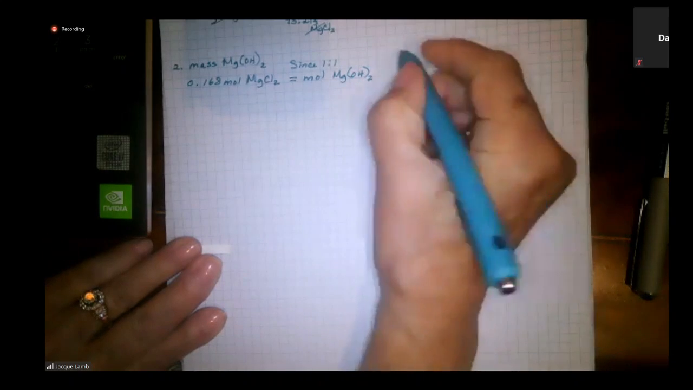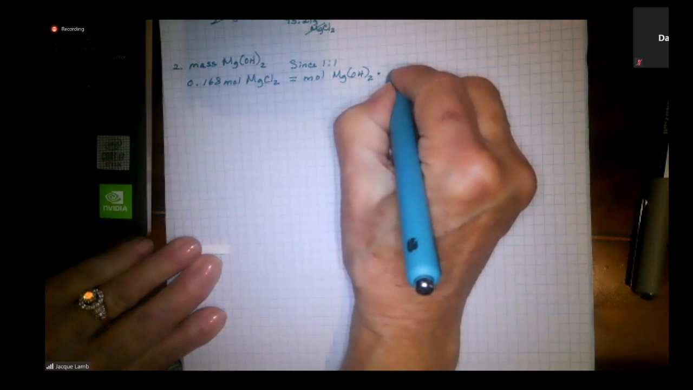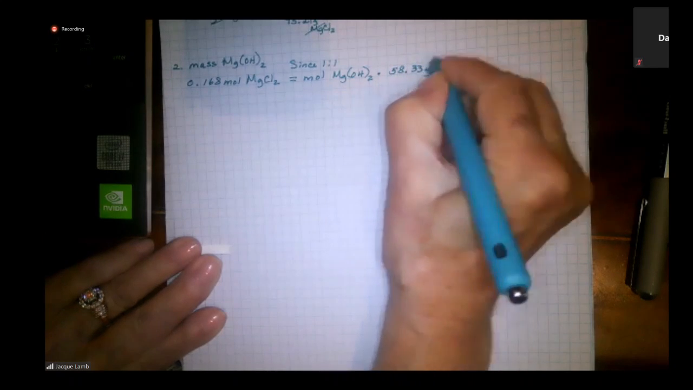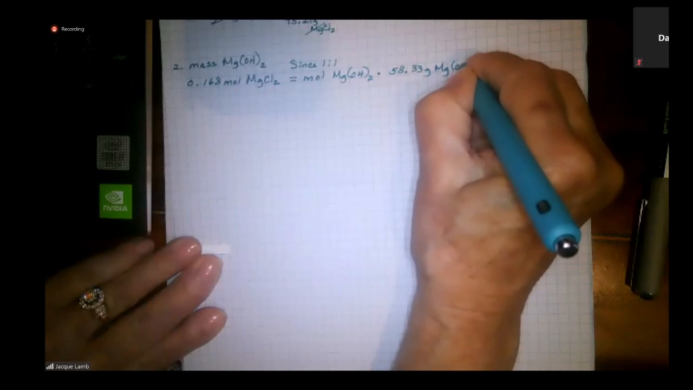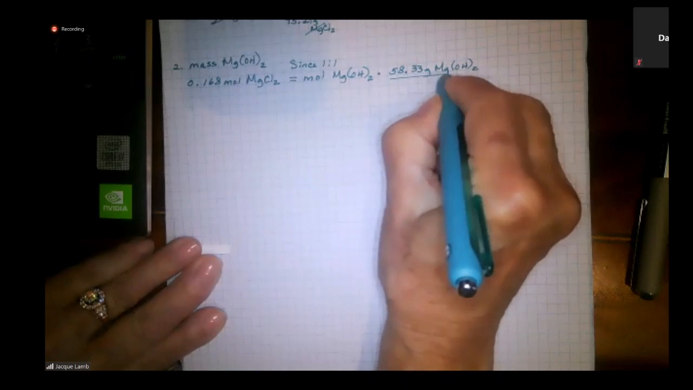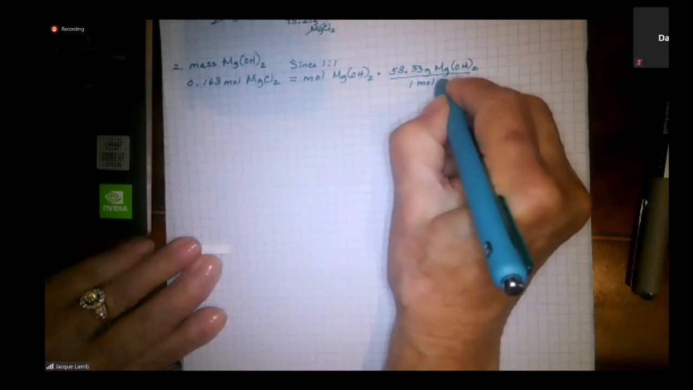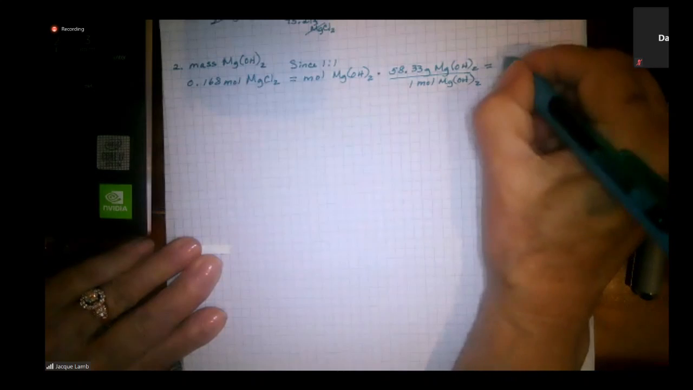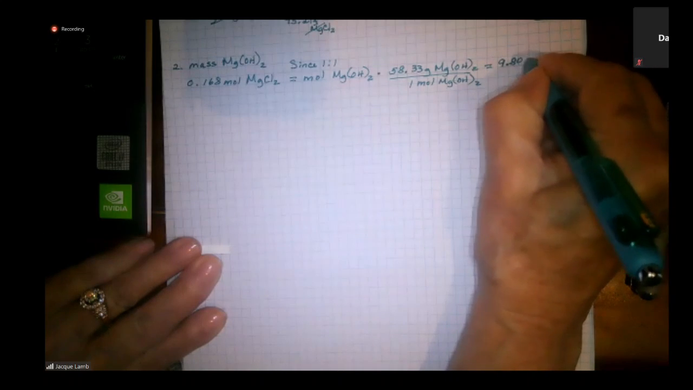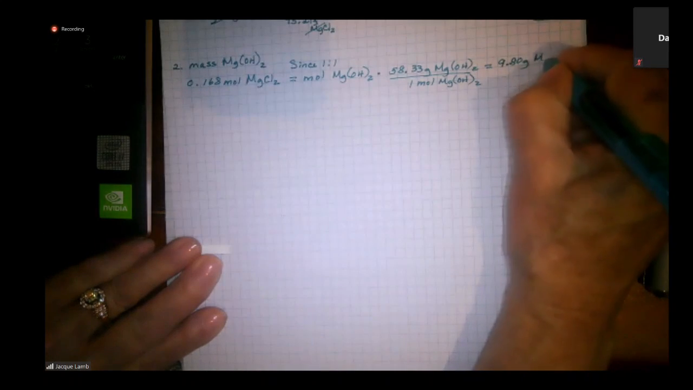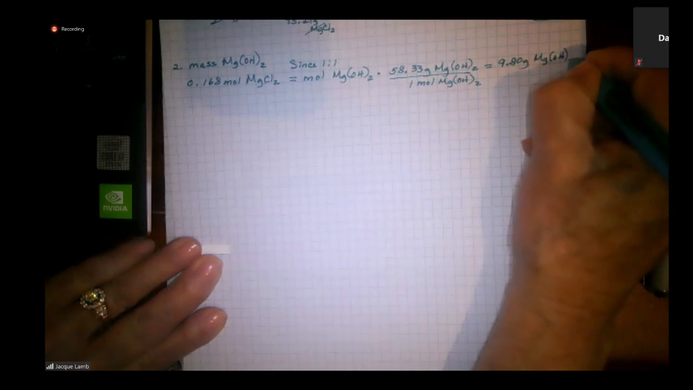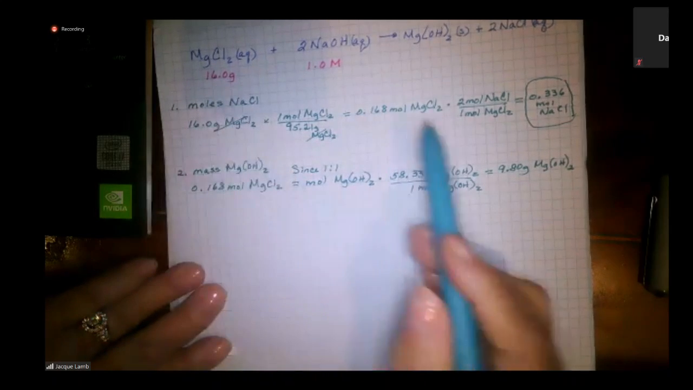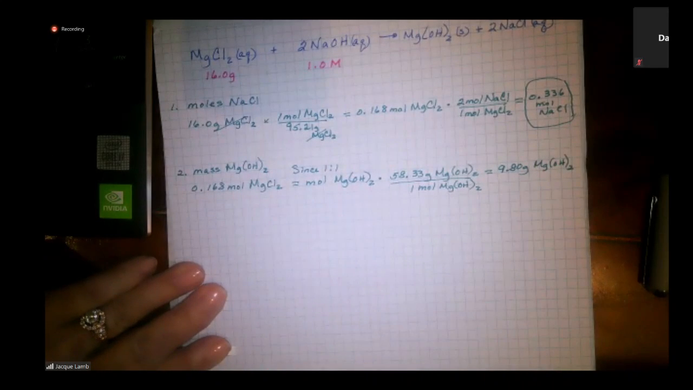Now all I have to do is multiply this by the molar mass of magnesium hydroxide, which is 58.33 grams per mole. And the mass ends up being 9.80 grams. I noticed that I started with 3 sig figs, so all of my answers here are in 3 sig figs.